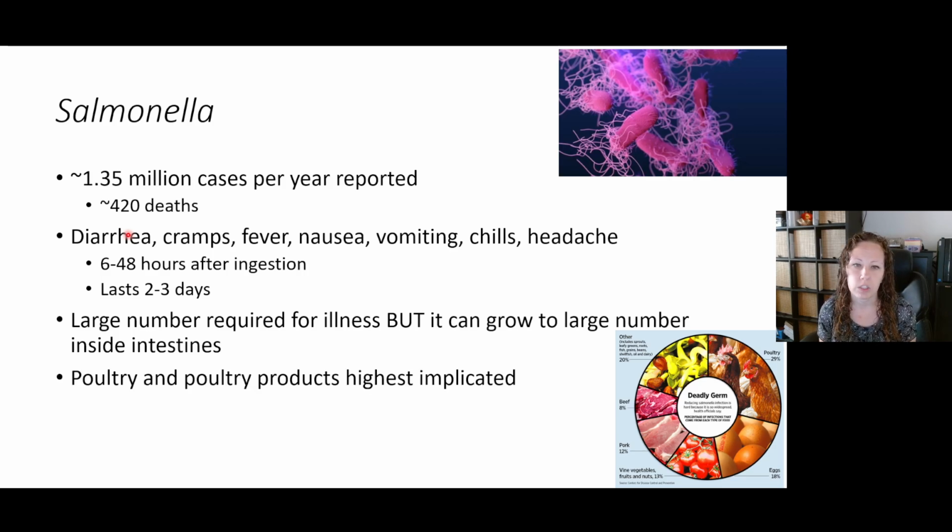Poultry and poultry products are the highest implicated. Of course, that one's probably easy for y'all, right? Chicken and eggs often are a concern for salmonella, and that is why we cook chicken to the temperature that we cook it, and why it's recommended that you don't consume raw eggs like in raw dough. But it is important to know that that's not the only source. Pork and beef can also contain salmonella. Raw produce, there have been lots of outbreaks of salmonella that have been due to raw produce.